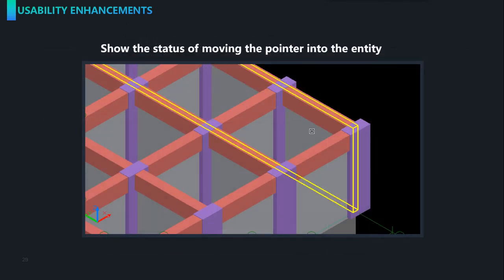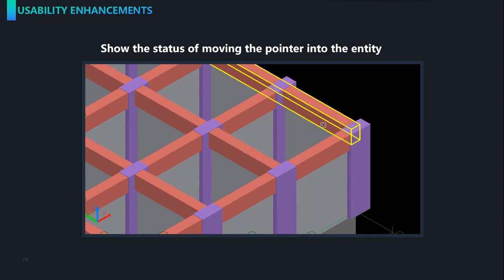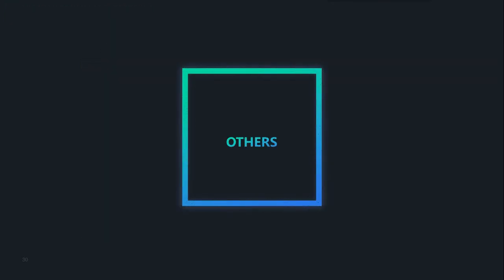Add the display for the pointer moving in the entity. When moving the pointer in the corresponding entity, the frame of the entity will be highlighted, which makes your selection more intuitive. Next, let's see what other enhancements we have done.